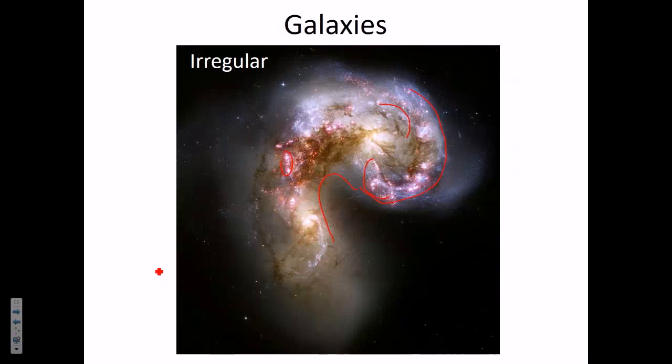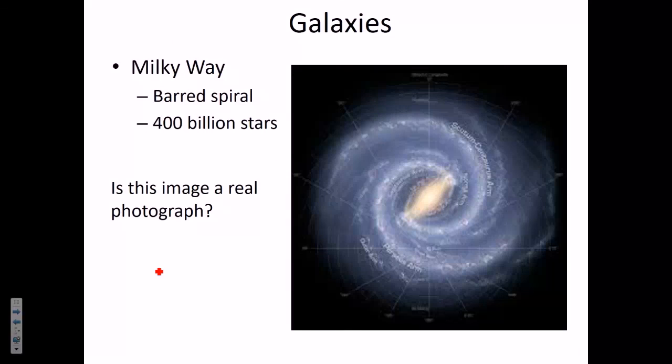How big are these? They tend to be on the small side, 20,000 light years or so across. So not nearly as big as the spiral galaxies.